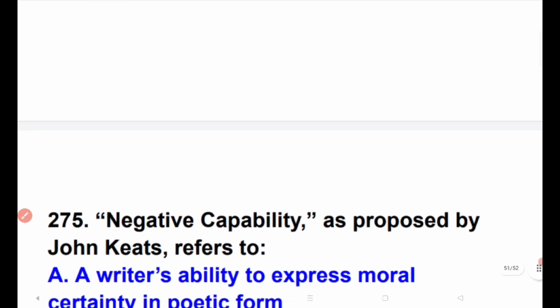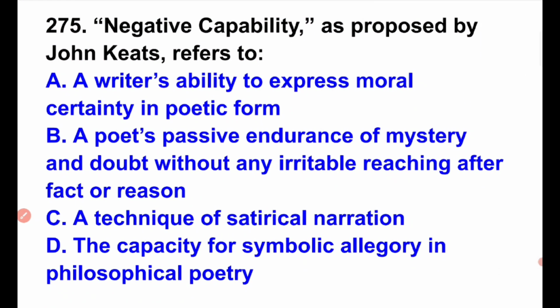Next, today's last question. Negative capability, as proposed by John Keats, refers to option B, a poet's passive endurance of misery, mystery and doubt without any irritable reaching after fact or reason. It does not mean moral certainty, satirical technique, or symbolic allegory specifically. So option B is the correct answer.